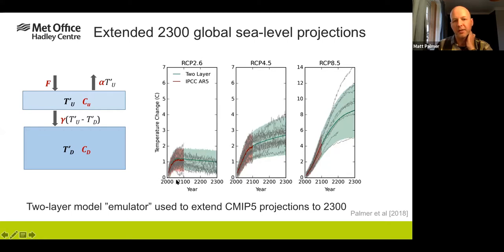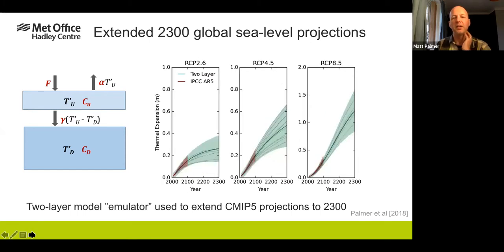So this is for surface temperature. I'm showing you here the temperature change as a function of the three emission scenarios, 2.6, 4.5, and 8.5. And then we can do a similar thing with global thermal expansion. So the difference here is that we also need some knowledge of the relationship between global ocean heat content change and global thermostatic sea level within the CMIP5 models, but that's just a single number coefficient that we take there to do that conversion.